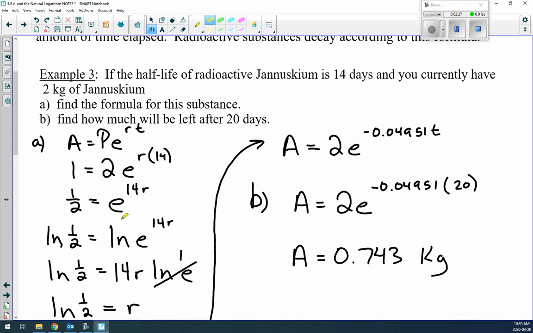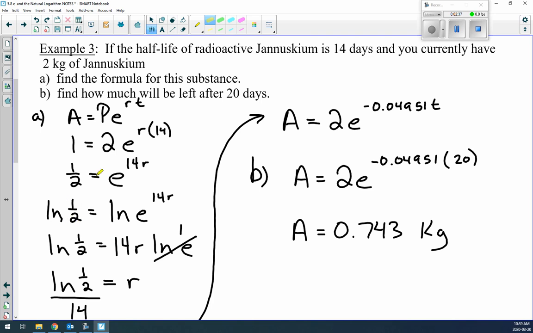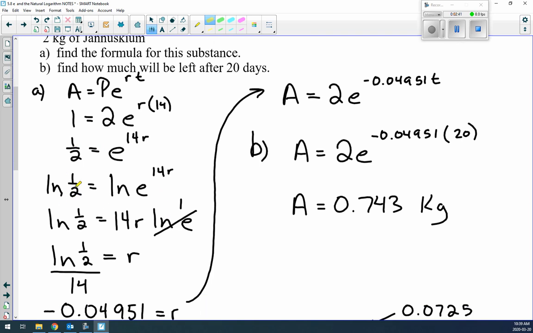Okay, so let's do the math. How do we get rid of this 2? We divide by 2. So we end up with 1/2 equals e^(14r). Wow, we can't solve that, but here's what we can do. We can natural log both sides. If we natural log both sides, we put an ln in front of this one and an ln in front of this one. Then we can do the math. ln of a half equals ln e^(14r). What do we do with this 14r? It's an exponent, so you bring it to the front, right?